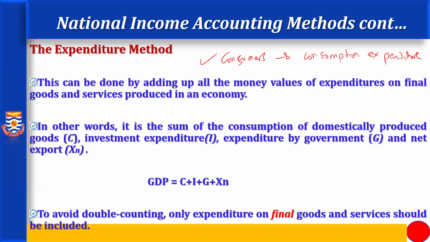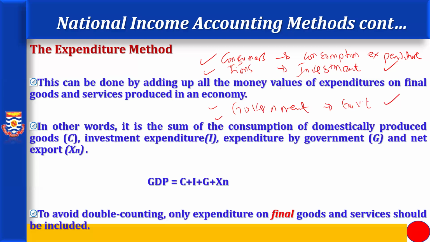We also have expenditure made by firms. Normally, we call this investment expenditure. And we have expenditure made by government. So we call this government expenditure.